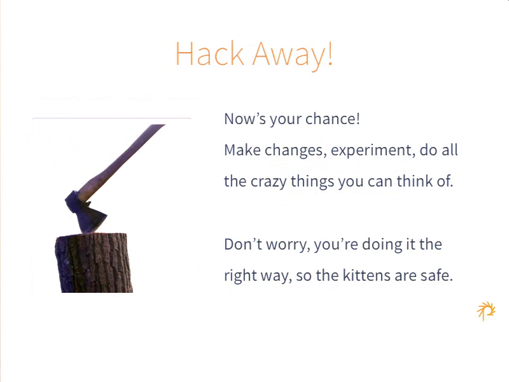Step three, the hack. Now's your chance. The magic of source control means that you are not going to screw up everything beyond all recognition. You're not going to wind up with an unusable module. You can always rewind, throw out your changes, wipe the slate clean, and start over if you absolutely have to. It will also show you the changes you've made so you can look at it and say, oh, well, there's the problem. Debugging in that case can actually be much easier. Then enable the module and test it. Repeat it until it works the way you want it to. And the good news is the kittens are safe because you're doing this the right way.